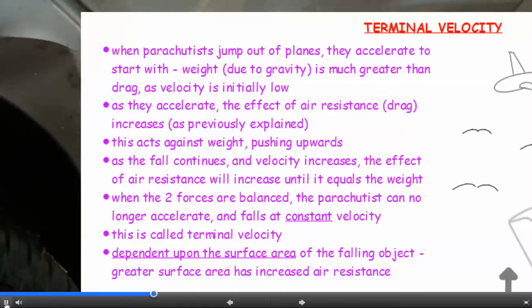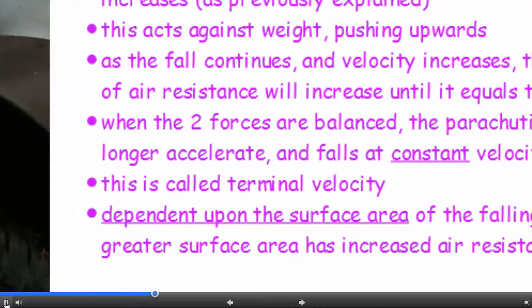Now, as the fall continues and velocity increases, the effective air resistance will also increase until it reaches the point where it equals the weight. And when the two forces are balanced, the parachutist can no longer accelerate and falls at a constant velocity. This is called terminal velocity.